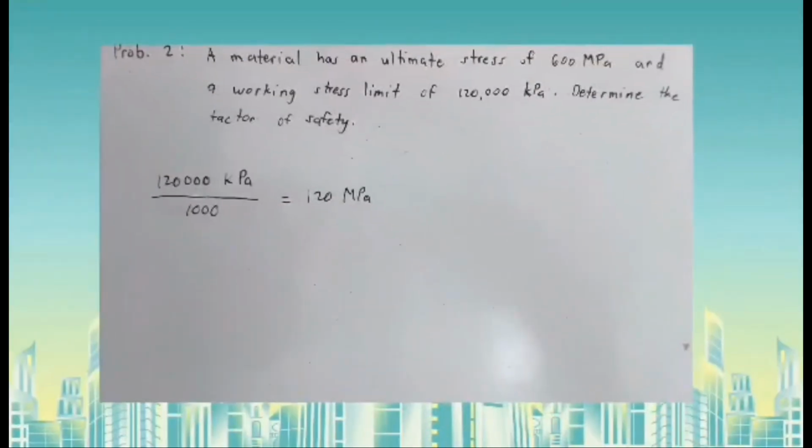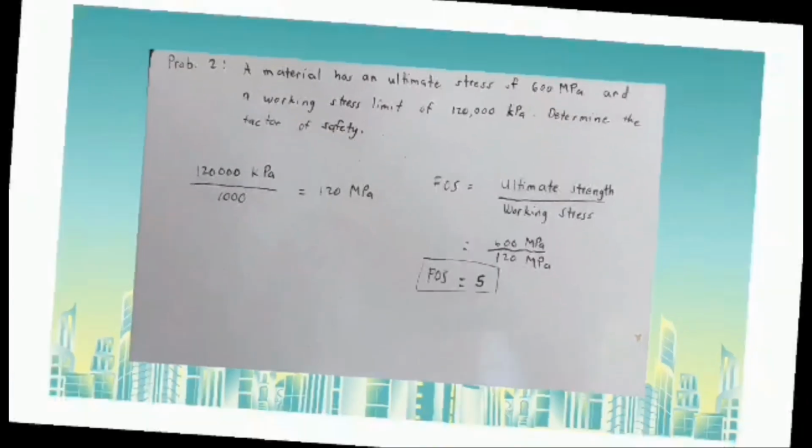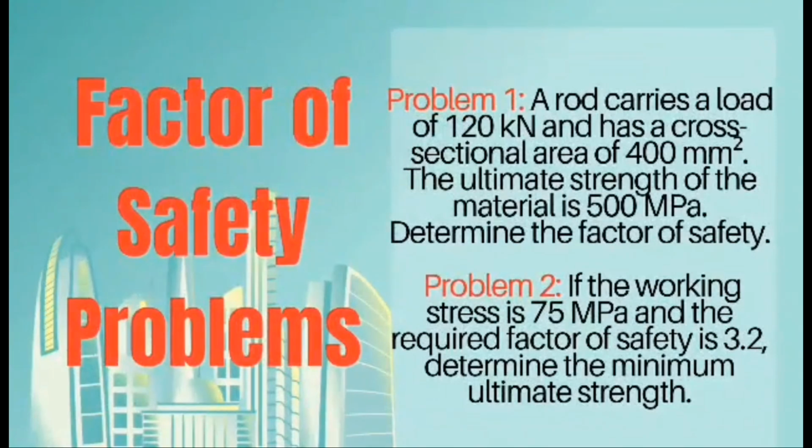So here is the solution of problem number 2. First step, we convert working stress to megapascal. Step 2, we calculate factor of safety with the formula: factor of safety is equal to ultimate stress over working stress.